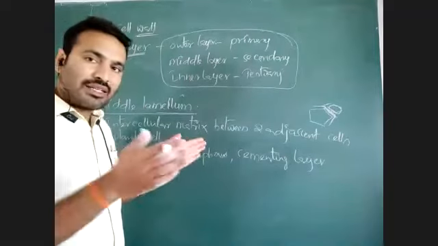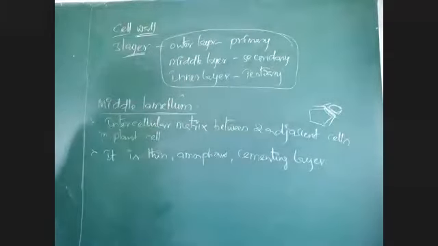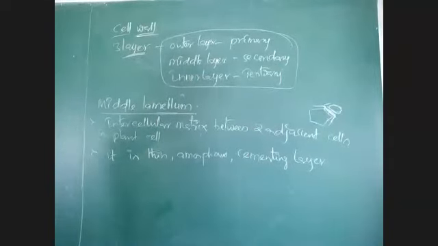Two cells are attached, joined with the help of the middle lamellum. Middle lamellum will attach the cell walls of adjacent cells. That's why it is called a cementing layer. This cementing layer is present between two adjacent cells. That is the middle lamellum.